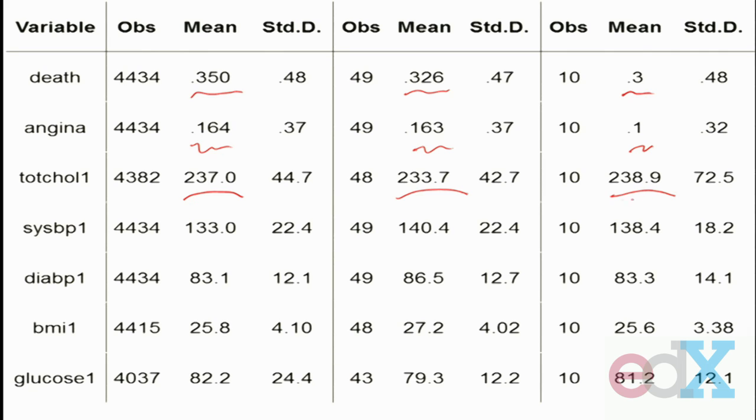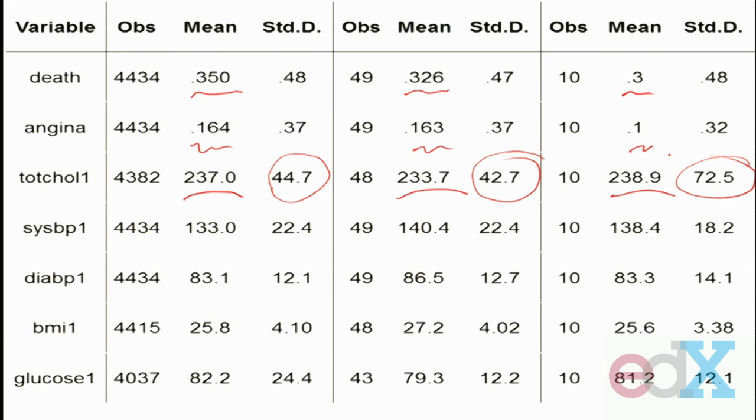Now, on the other hand, the means might be better in the sample of size 10, but if you look at the standard deviations, the standard deviations are better estimated. The population standard deviation is better estimated by the sample of size 49 than it is by the sample of size 10. So the truth is 44.7. The 49 says 42.7, whereas the 10 said 72.5. And the same thing actually happens here with the systolic blood pressure. We're better off with the sample of size 10 for the mean, but not for the standard deviation.